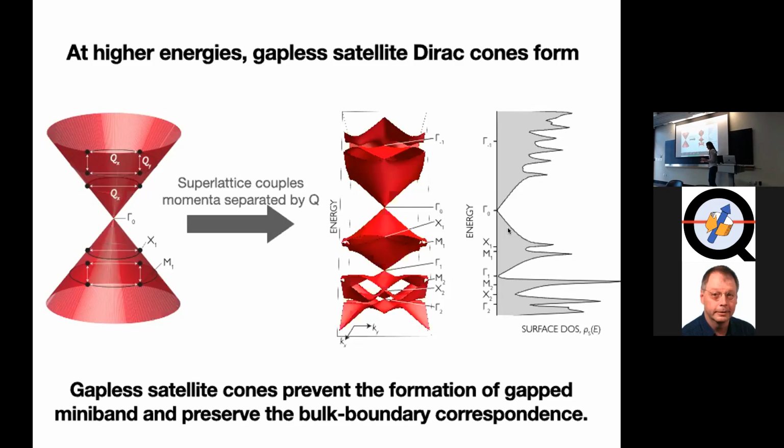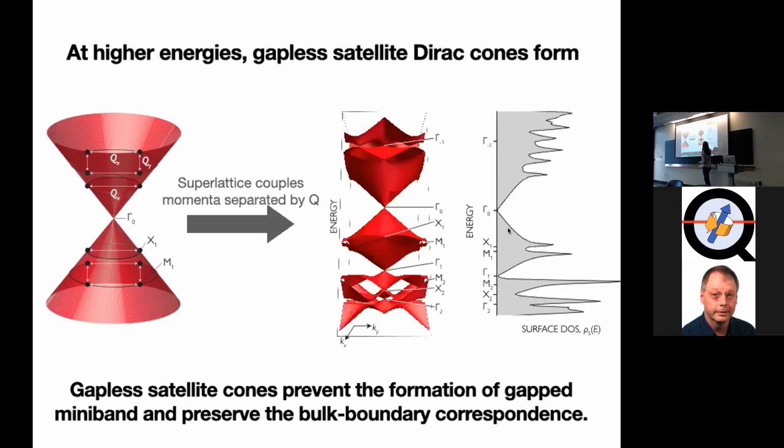In twisted bilayer graphene, the corners of the Brillouin zone are the K points. They're not time reversal symmetric. Time reversal mixes the two valleys, so this is a little bit different. We can't gap these. And so one of the main results, if you apply this superlattice potential to the TI surface, is that you'd get this series of satellite cones.